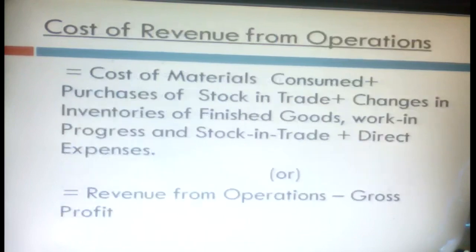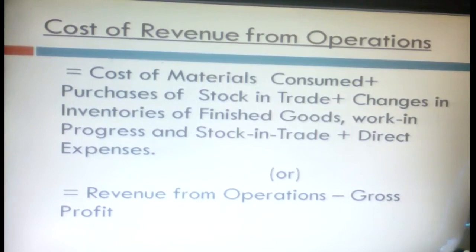The other way to calculate cost of revenue from operations is: cost of materials consumed plus purchase of stock in trade during the year, plus changes in inventories of finished goods, work in progress and stock in trade. We already discussed this, correct? The changes in inventories are the difference between opening and closing: opening finished goods and closing finished goods, similarly opening work in progress and closing work in progress, and opening stock and closing stock of stock in trade.